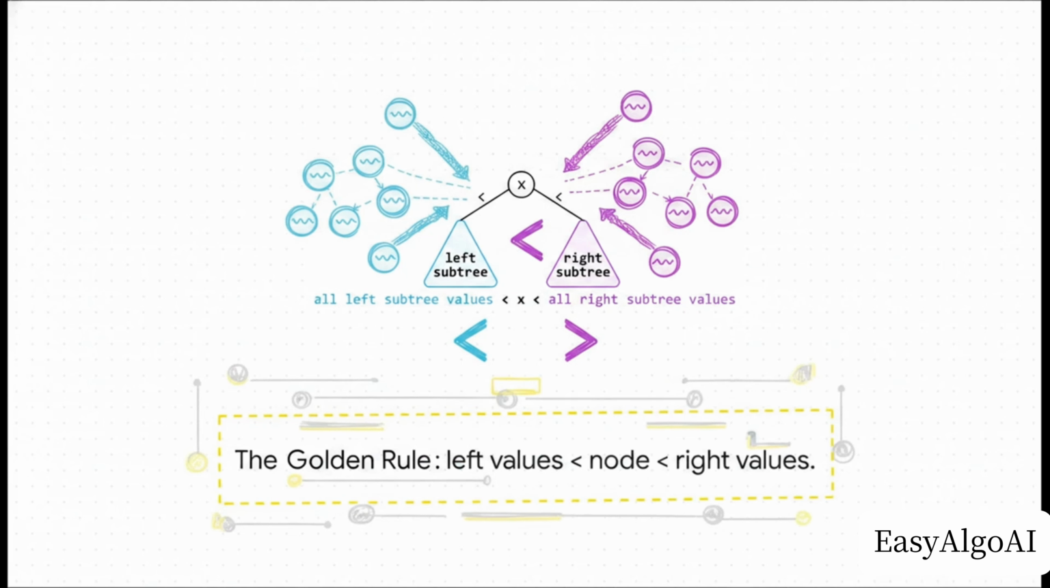The really crucial point here is what I like to call the golden rule. For any given node x, right there at the top, absolutely everything in the blue left subtree must be less than x, and absolutely everything in the purple right subtree has to be greater than x. It is so important to remember that it's not just about the immediate left and right children. No, this left is less and right is greater rule applies to the entire subtree, stretching all the way down to the furthest leaf nodes.